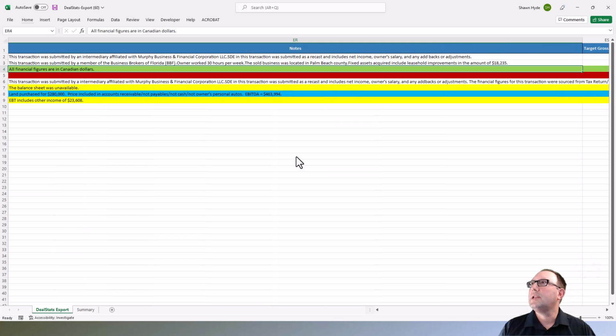All financial figures are in Canadian dollars. Okay, that's a land purchase for $280. Price included accounts receivable, note payable, not cash, not owner's personal autos. Okay.